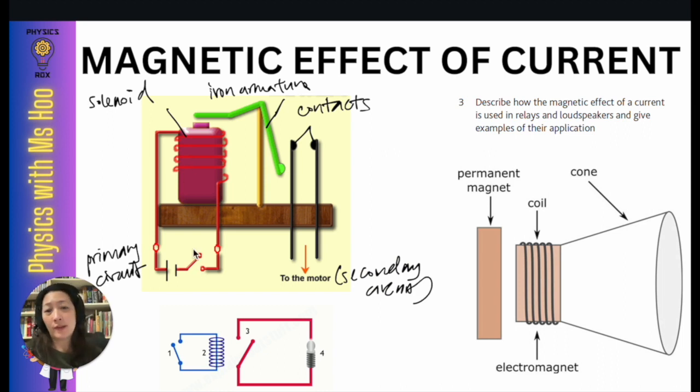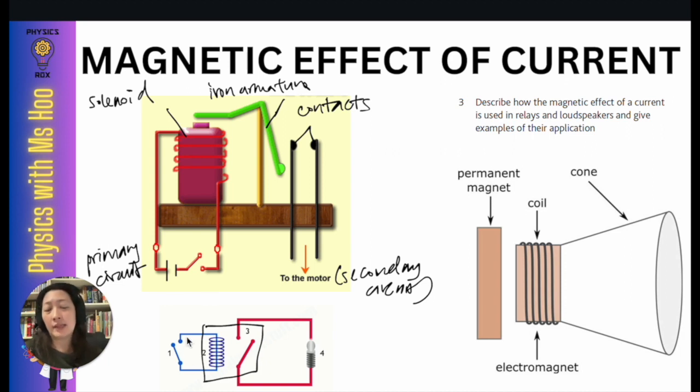Then when we switch off the circuit, the solenoid stops being an electromagnet, the iron armature will rotate back into its original position, and then the contacts would separate. So this is the electromagnetic relay circuit diagram. How they normally draw the electromagnetic relay in a circuit using symbols would be like this. It's a combination of number 2 and number 3. So what I've enclosed here in this square, that's the electromagnetic relay.